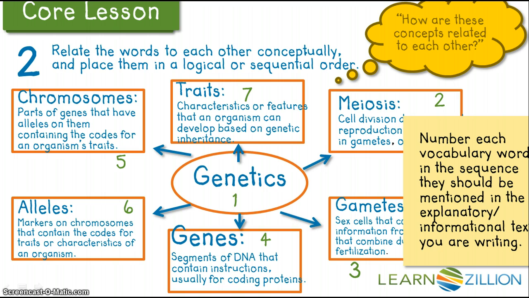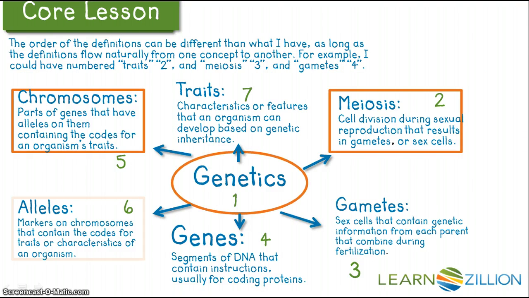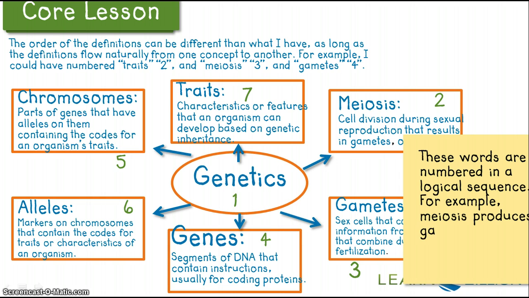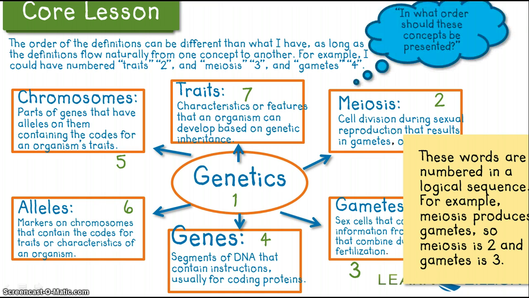We thought about how these concepts are related to each other. These words are numbered in a logical sequence. For example, meiosis produces gametes, so meiosis is 2 and gametes is 3. In what order should these concepts be presented? That is our question as we number these particular vocabulary words and entries.